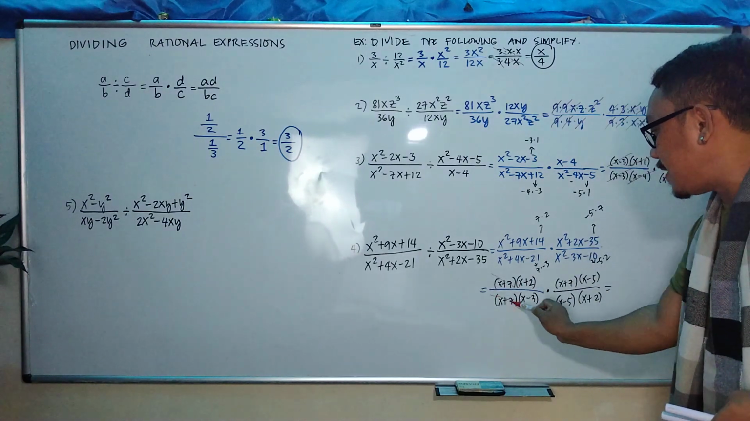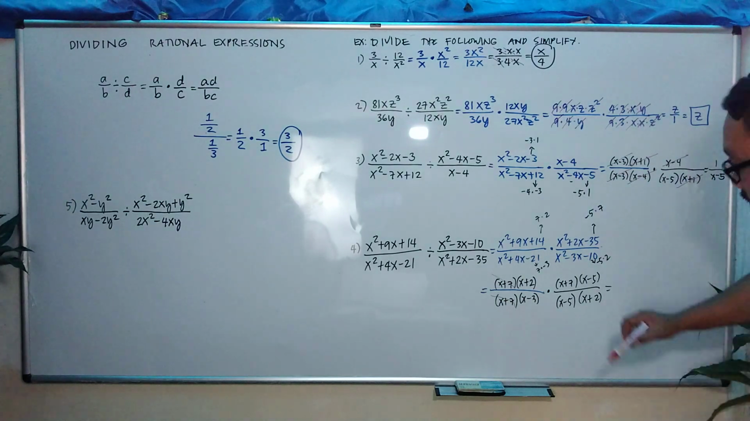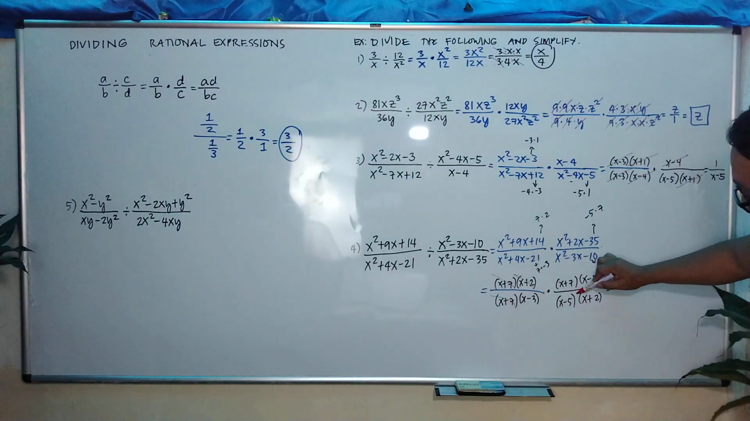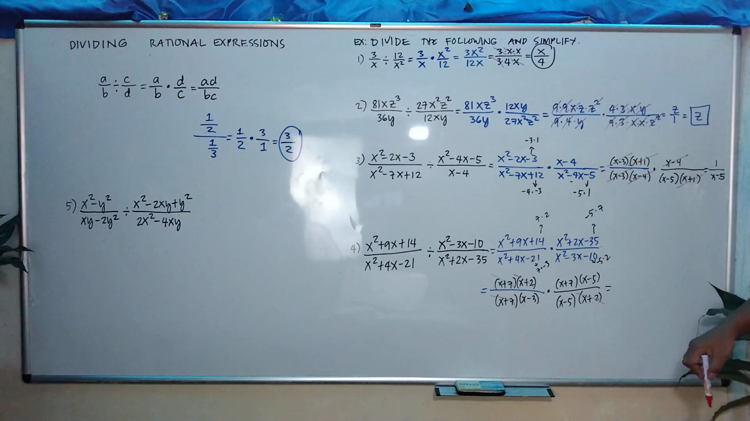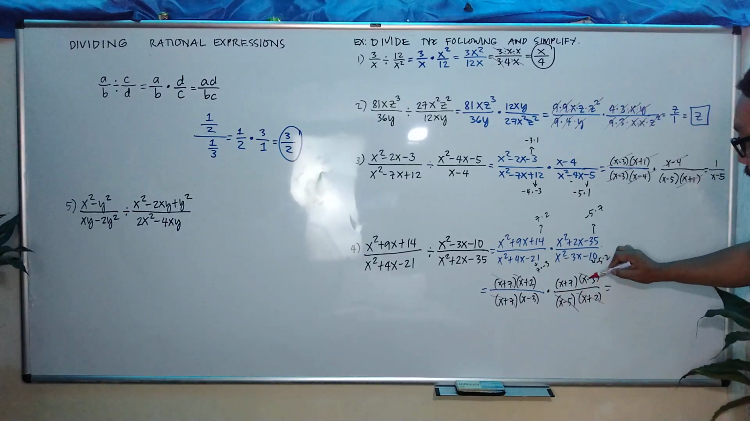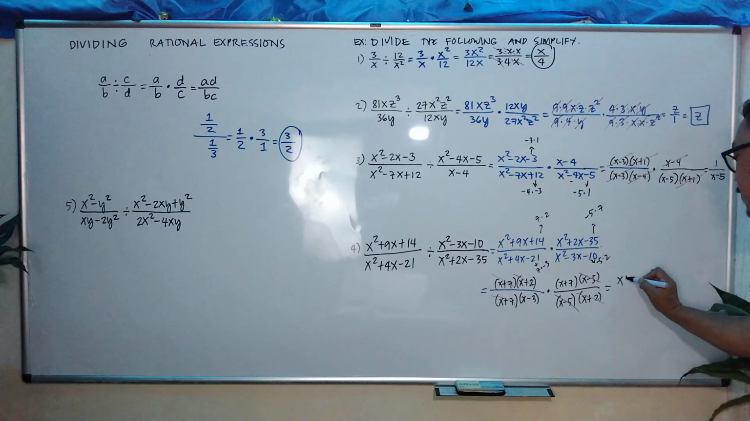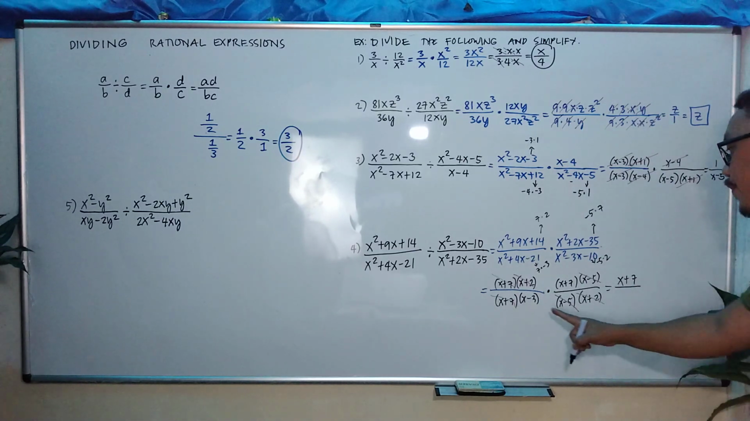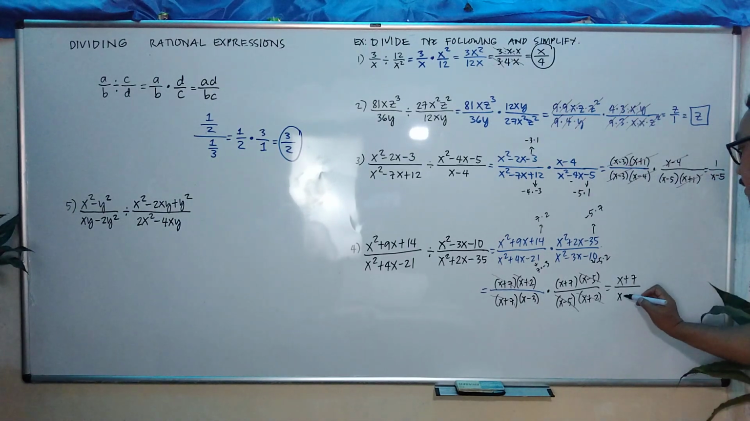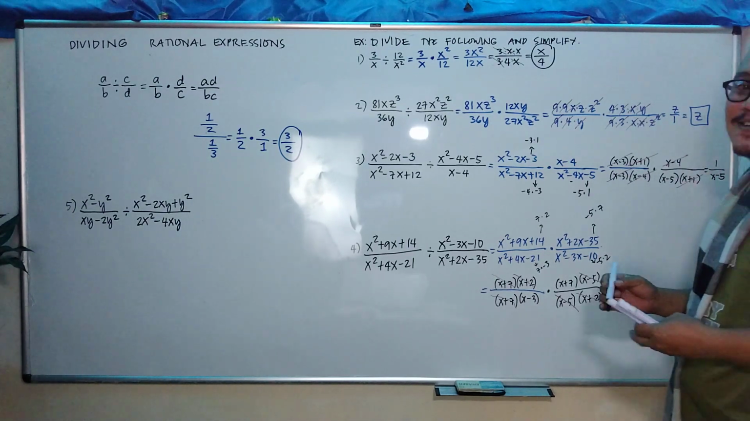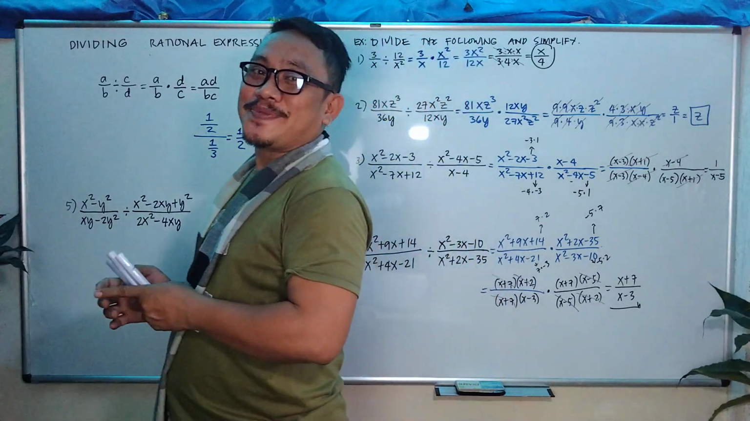Ma-cancel na to si x plus 7. What else? We could cancel x plus 2 here. Okay, what else? Oh, we could cancel x minus 5. Diba? So, ang nakabilin, nabilin nga x plus 7 sa numerator over x minus 3. Okay? So, dali na kay siya class, no?